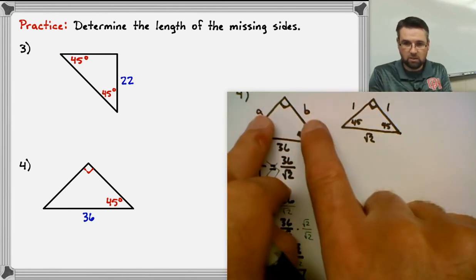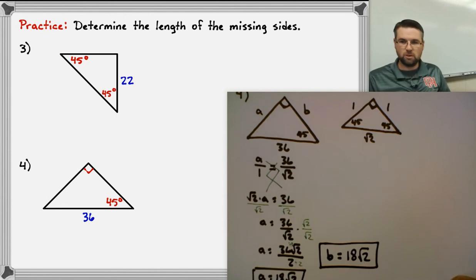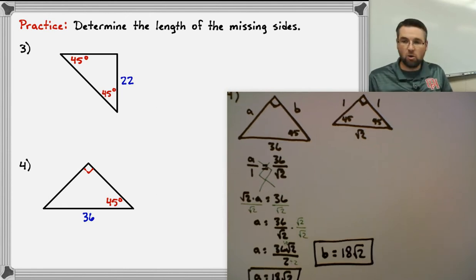Now for b, b's easy because a and b are the same. 1 and 1, these are the same. So that means b is also going to be 18 radical 2. Okay, so that is how you solve for missing sides of a 45, 45, 90 triangle, or another way of saying that, a right isosceles triangle.